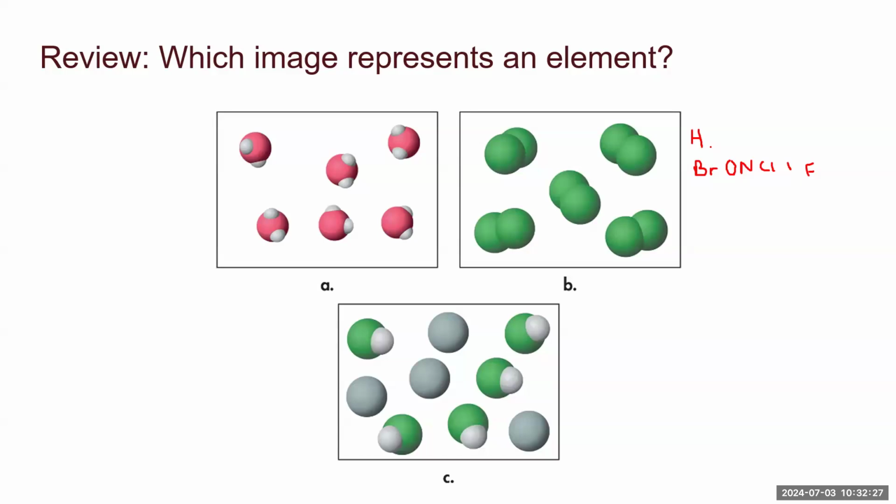Hydrogen, bromine, Br, oxygen, O, nitrogen, N, chlorine, Cl, iodine, I, F, fluorine. Those are all elements that when they exist in the atmosphere, they are going to exist not as an individual iodine, but instead as I2.